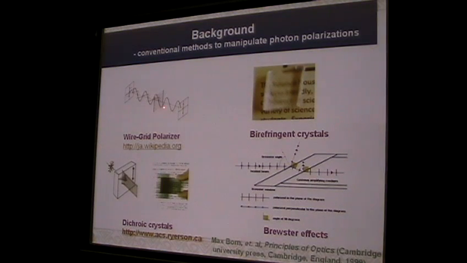You know, an EM wave is a vector wave, so it has polarizations. And for example, you can use a wire grid polarizer. You can also use birefringent crystals, and you can use dichroic crystals, and you can use the Brewster angle effect.